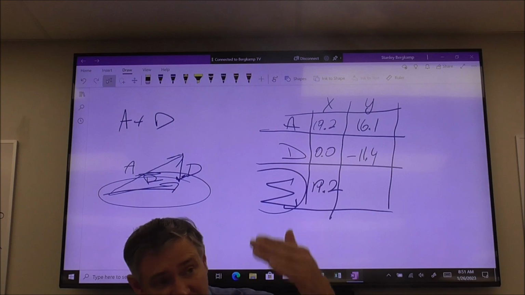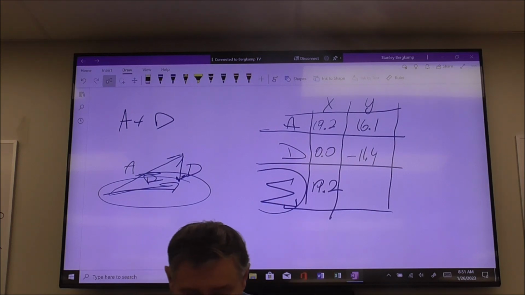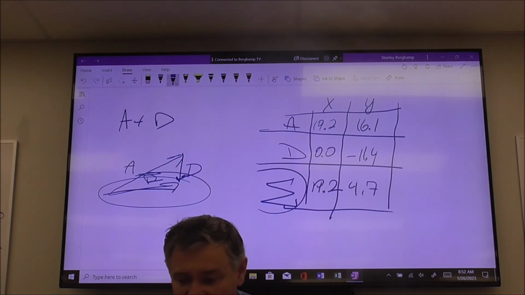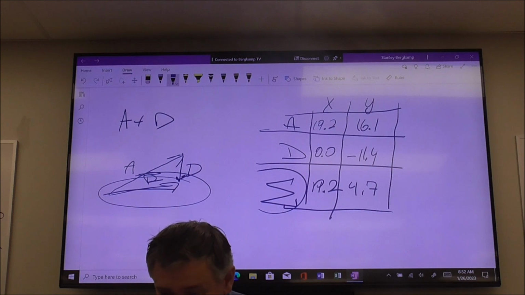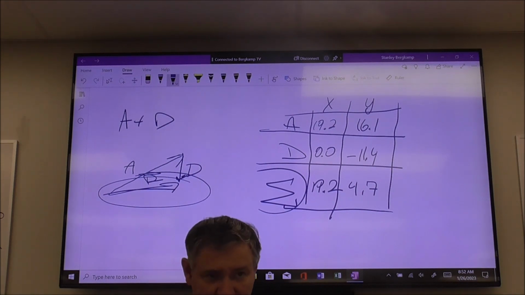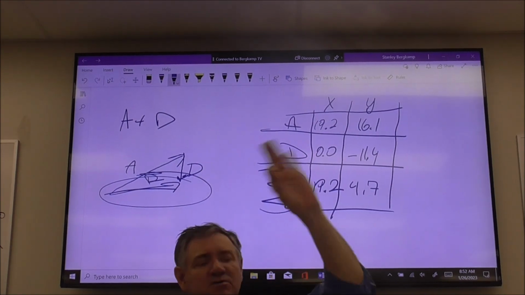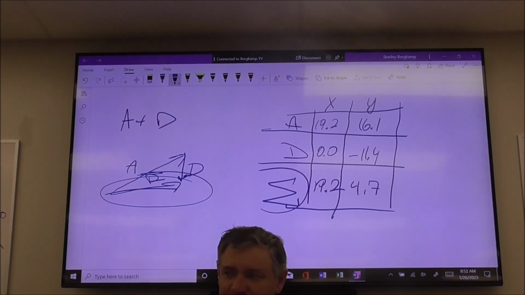This is why you have to deconstruct the vectors first, okay? And you add these together and you get 4.7, okay? So all I did was just add these columns together. Took 16.1 plus negative 11.4, got 4.7, 19.2. Now, this is the absolute most critical step that you have to do.